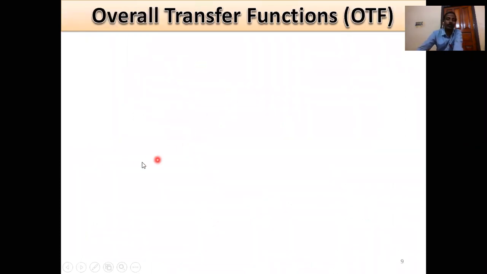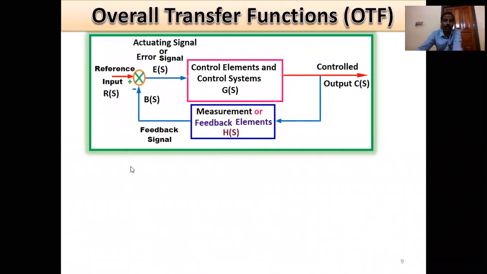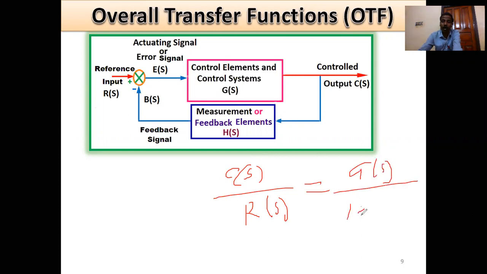Then the overall transfer function. What is the overall transfer function? Again, this is the total block diagram, where the overall output equals C(S) and the reference input equals R(S). So C(S) by R(S) is called the overall transfer function. What is it? The overall transfer function C(S) divided by R(S) equals the forward path gain G(S) divided by 1 plus G(S) into H(S).